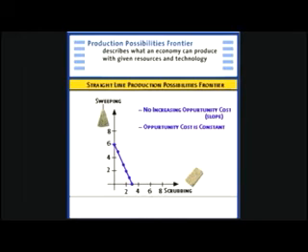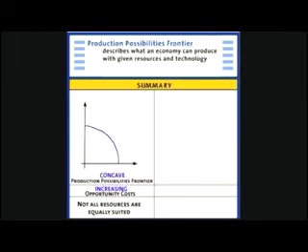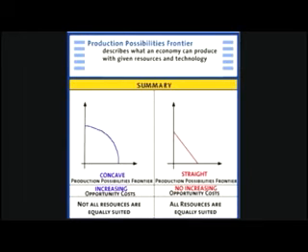And that's because not all resources are equally well suited to all uses. But a straight line production possibilities frontier is for a case where the opportunity cost is constant. And that will be the case when all resources are equally well suited to the production of either of the goods or services.